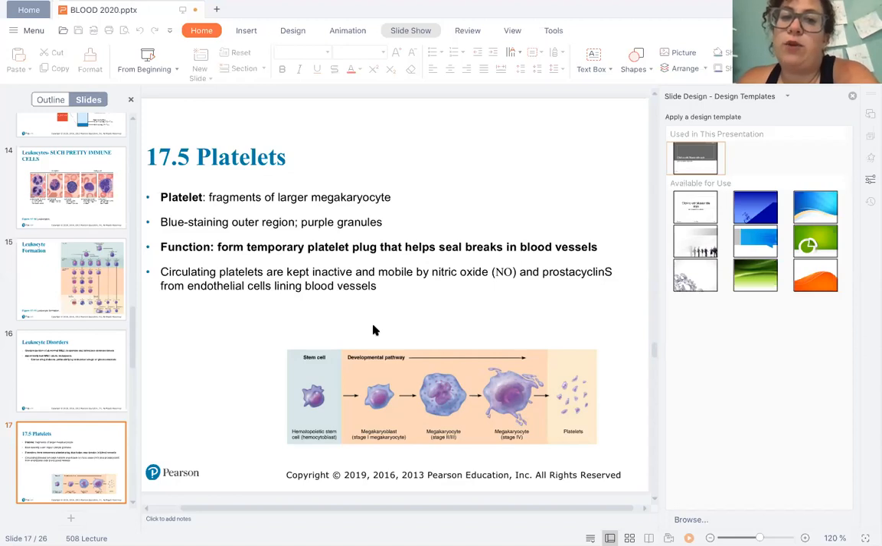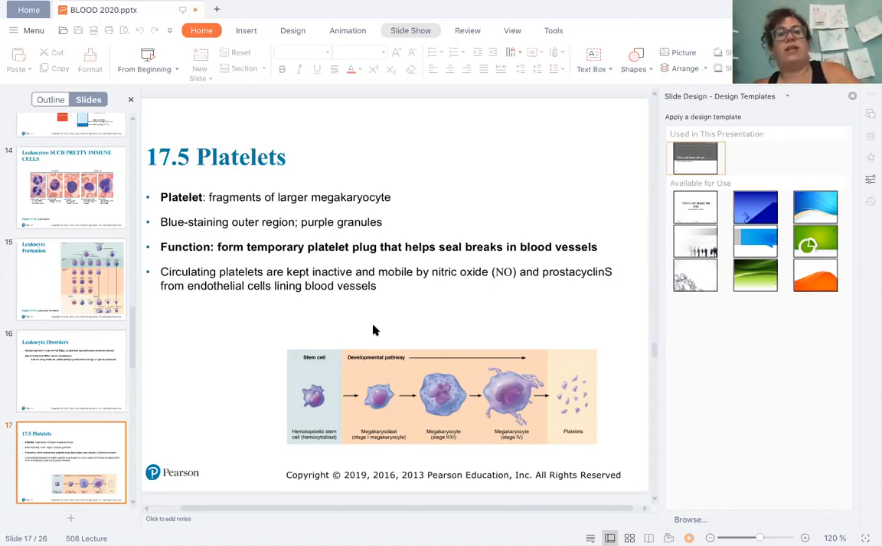Their function is to form a temporary platelet plug that helps seal breaks in blood vessels. So if you got a cut in a blood vessel, the platelets come in, kind of act like putting your finger in a hose so it doesn't go everywhere, until you can get to the duct tape to make it stop.